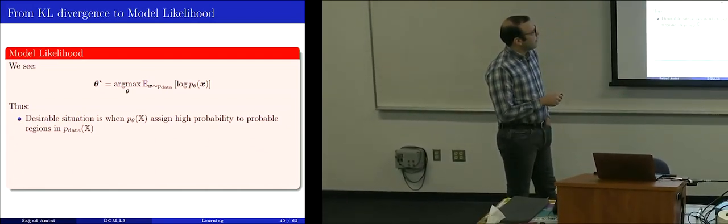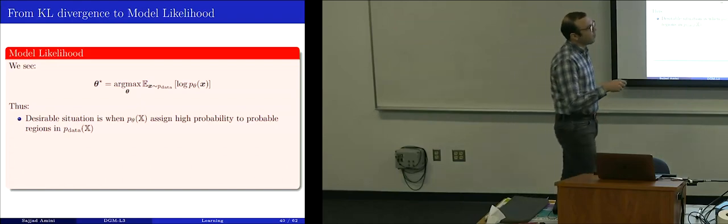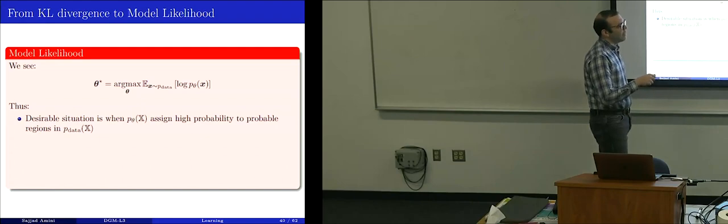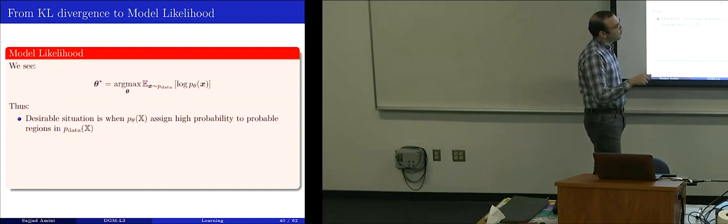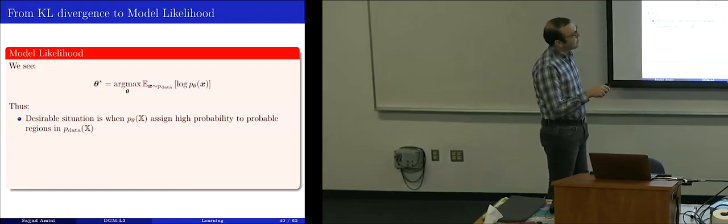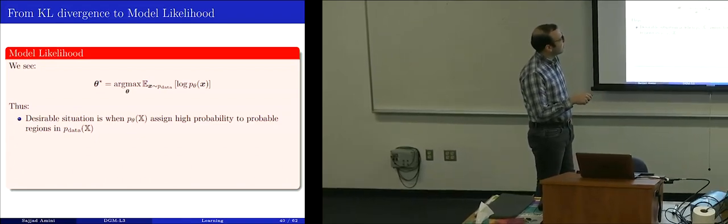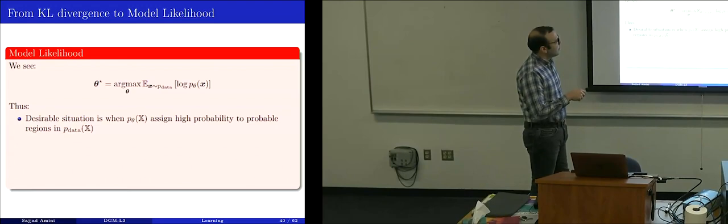So we can understand that a desirable situation is where your model, this is your model, this is MADE, any of them you select, gives high probability to the regions where they are probable in your true data distribution. This objective function imposes this property.